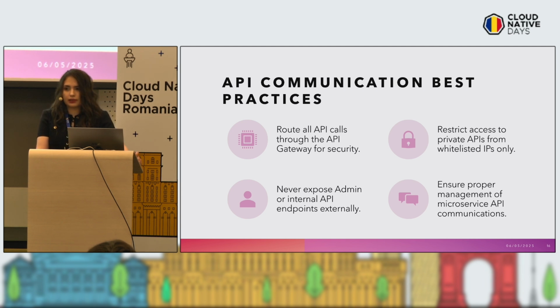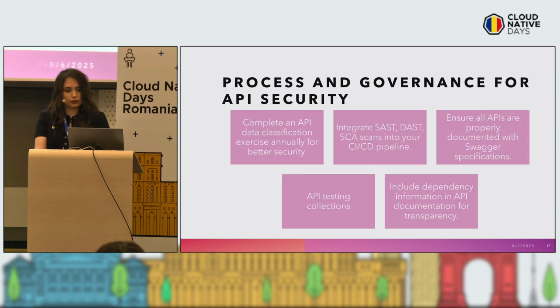Other best practices regarding API communication: the API gateway would be useful to route all API calls. We used APIM, and in another project, IBM DataPower. And as mentioned earlier, restrict the access to APIs.